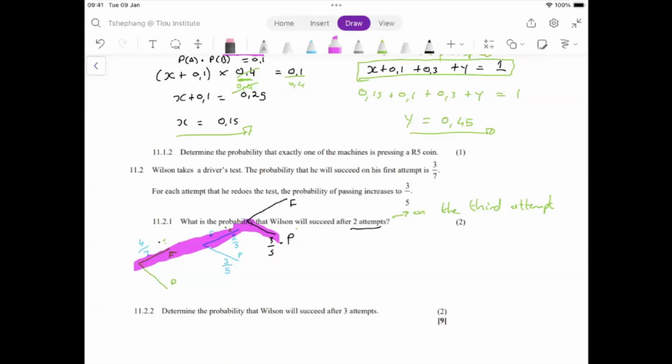So what do we have to do here? We have to say 4/7 multiplied by 3/5 multiplied by what? By 3/7. And then just like that, we get our answer.